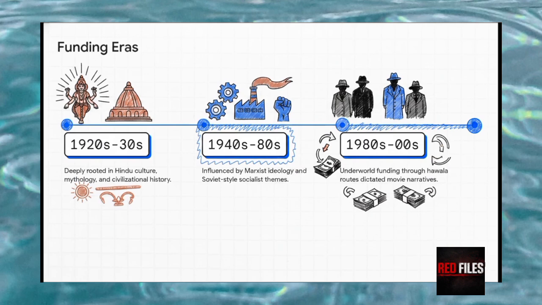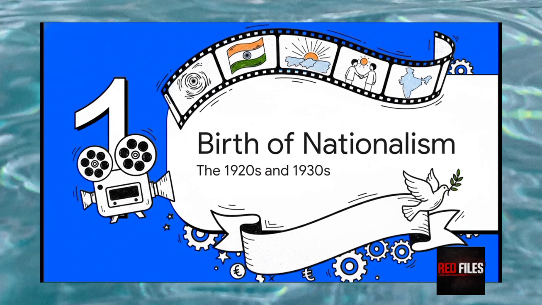We're looking at three totally distinct eras of funding that profoundly altered the character archetypes we saw on screen. We start way back in the 1920s with mythological and nationalist themes, then we transition into the 1940s with socialist and Marxist influences, and finally we arrive in the 1980s with Underworld and Hawala funding. So let's start right at the very beginning. Part 1. The birth of cinematic nationalism.